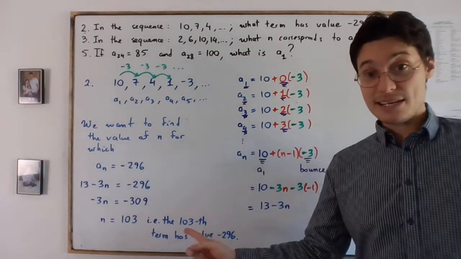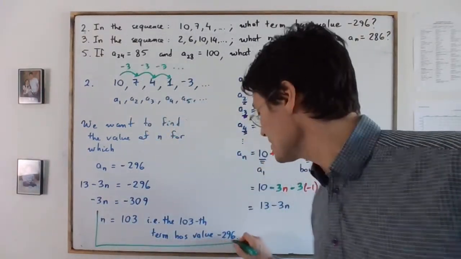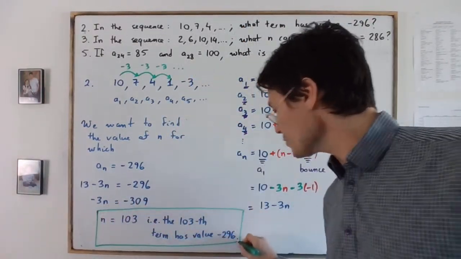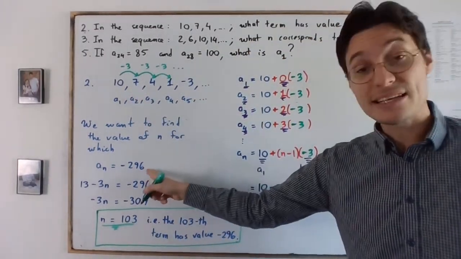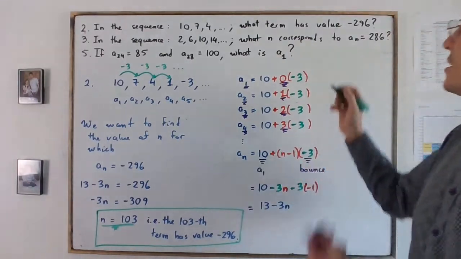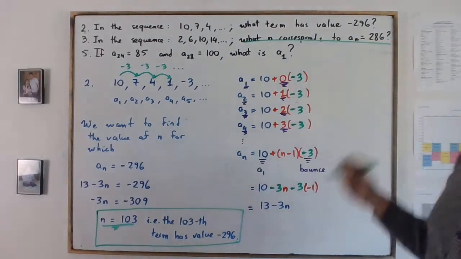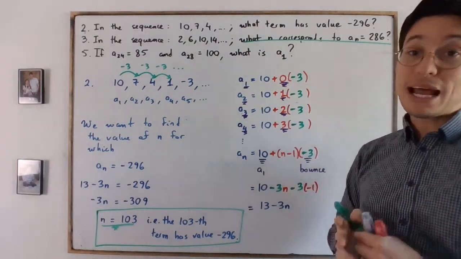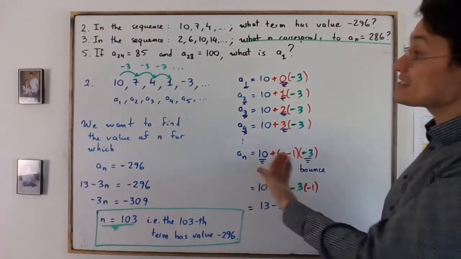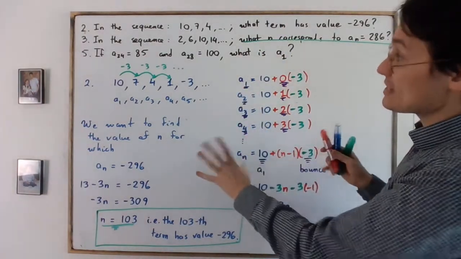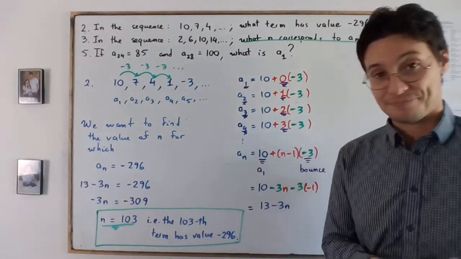Now, as you can see, we found a value of n, right? So this is the answer to number 2. But what I want you to see is that what we found is actually the value of n for which we have An equals negative 296. So even if these two questions look very different, they actually are the same thing. So I would like you to solve number 3, having this in mind, right? So try to use the same technique. Try to use this example as some kind of template to solve problem number 3.